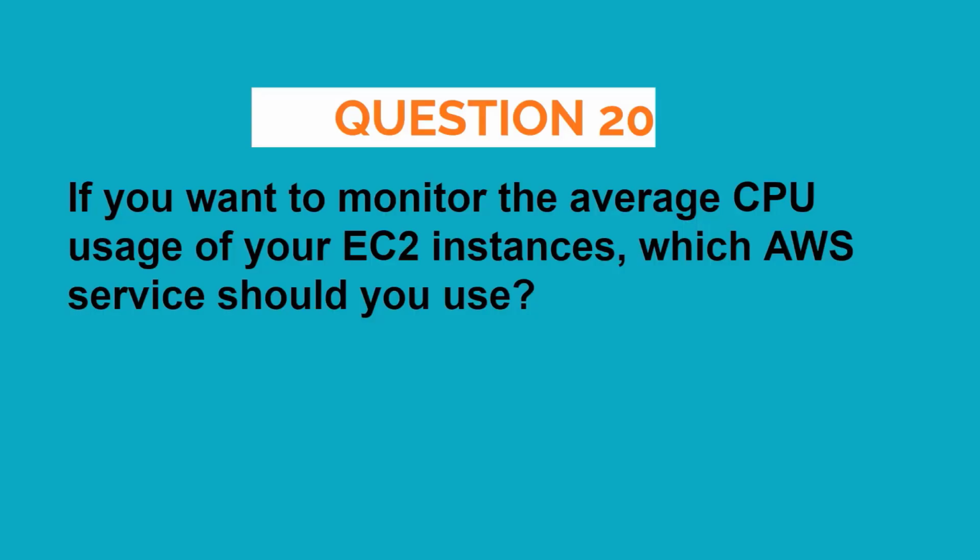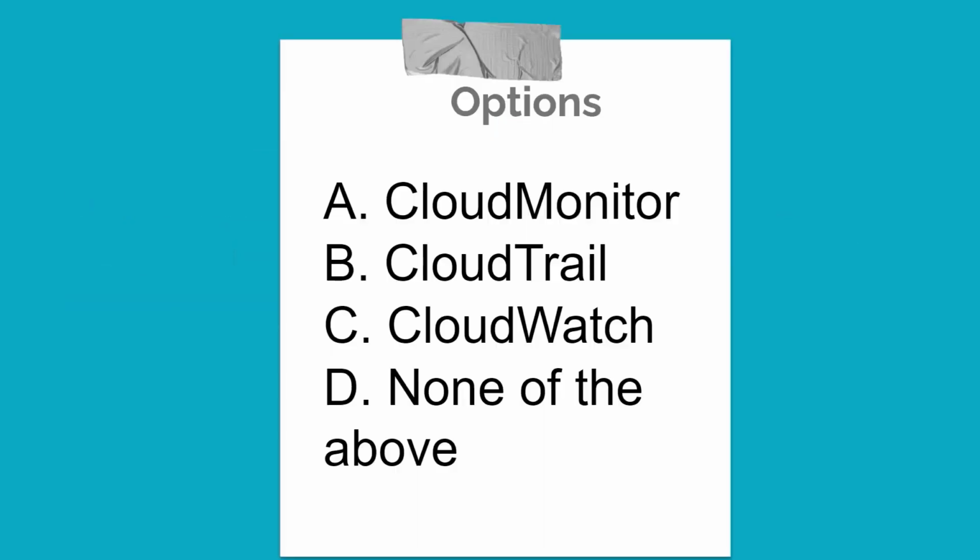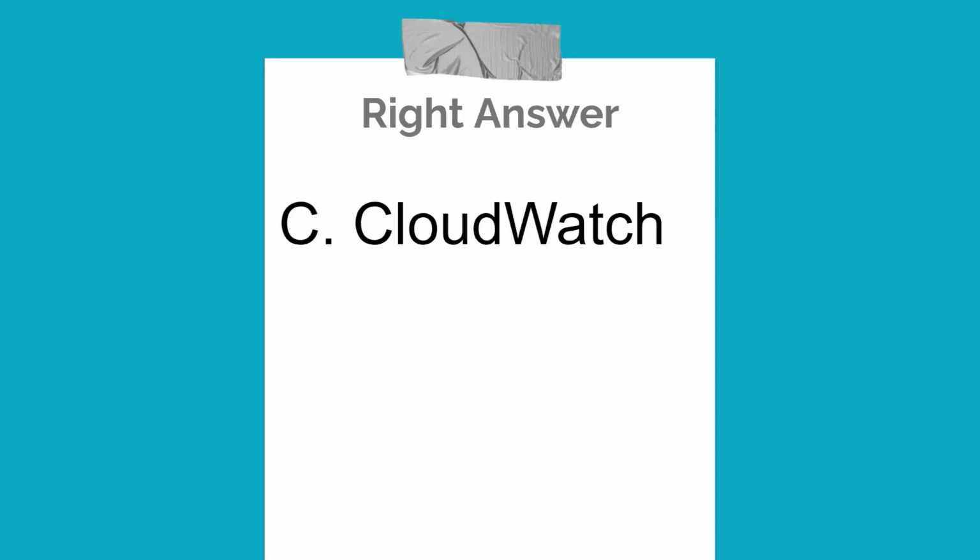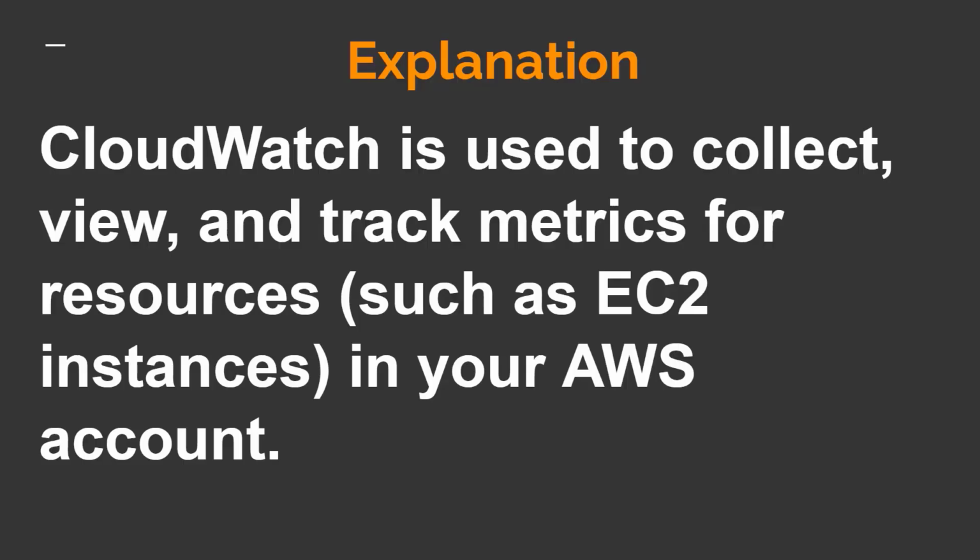Question 20. If you want to monitor the average CPU usage of your EC2 instances, which AWS service should you use? Option A. Cloud Monitor, B. Cloud Trail, C. Cloud Watch, D. None of the above. Right answer is C. Cloud Watch. Explanation: Cloud Watch is used to collect, view, and track metrics for resources, such as EC2 instances, in your AWS account.